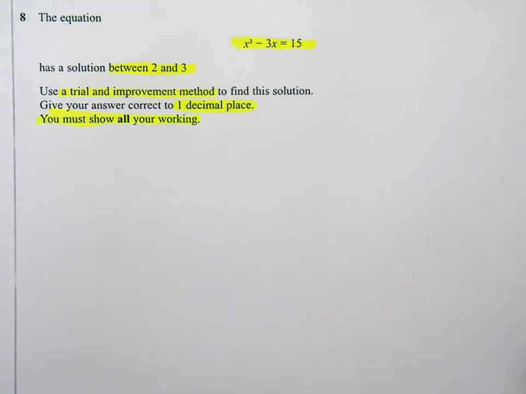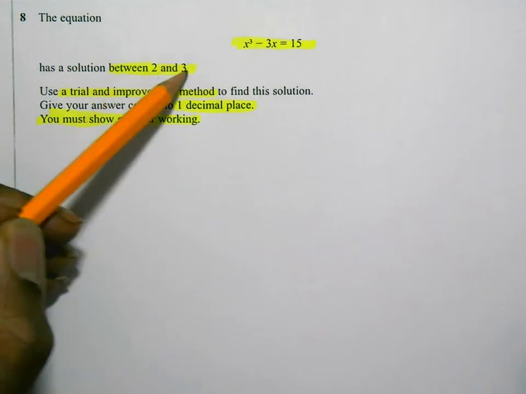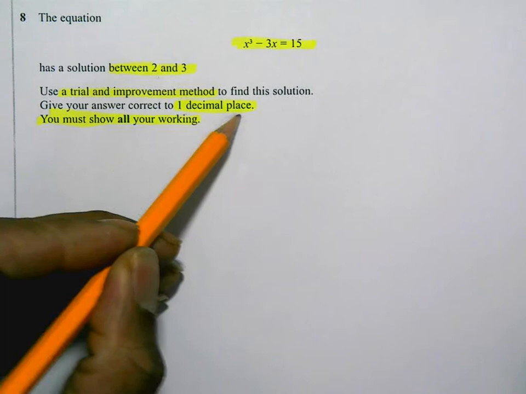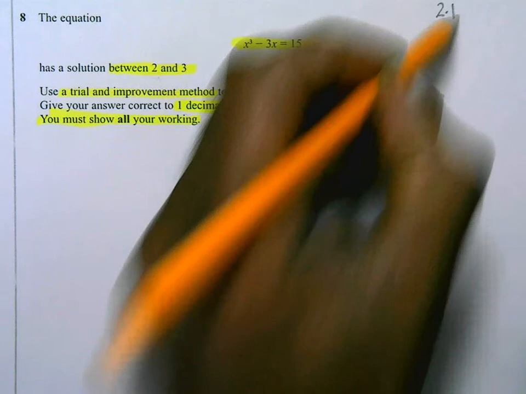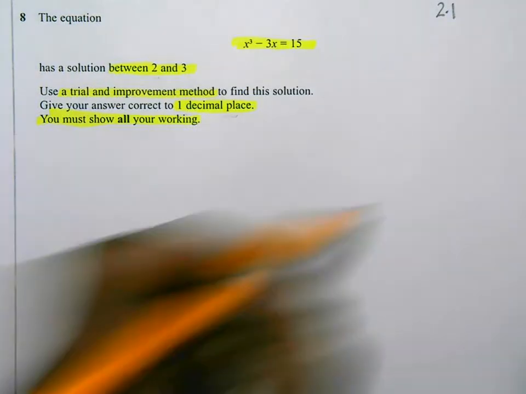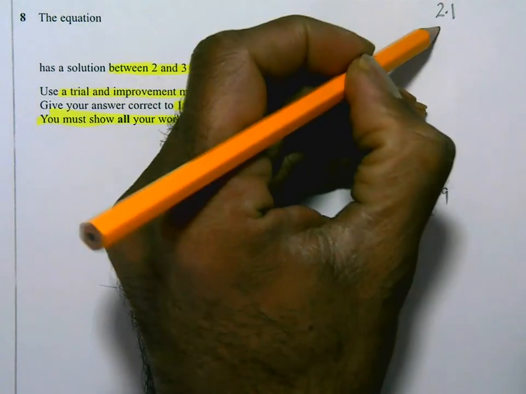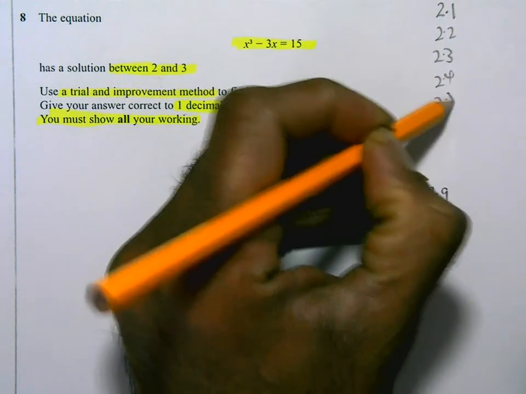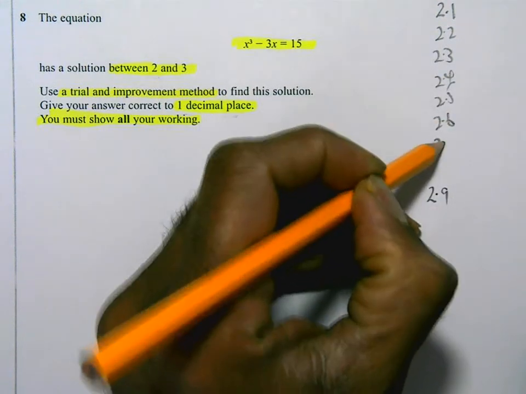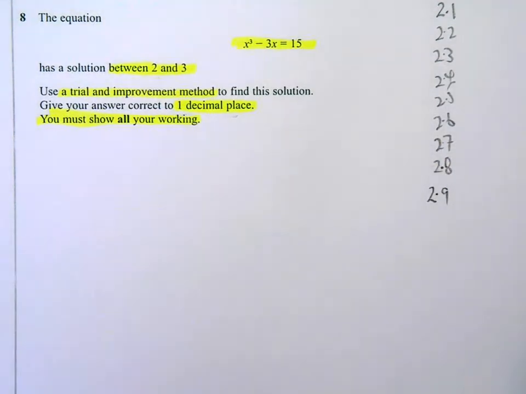And one of the things that I do when I'm doing trial and improvement questions, especially when they give you where the answer is going to be, the answer is going to be between 2 and 3, and it's also going to be to one decimal place. So possible answers could be anything from 2.1 all the way up to 2.9. So it could also be 2.2, 2.3, 2.4, 2.5, 2.6, 2.7, 2.8, or 2.9. So the answer is going to be any of those numbers there.